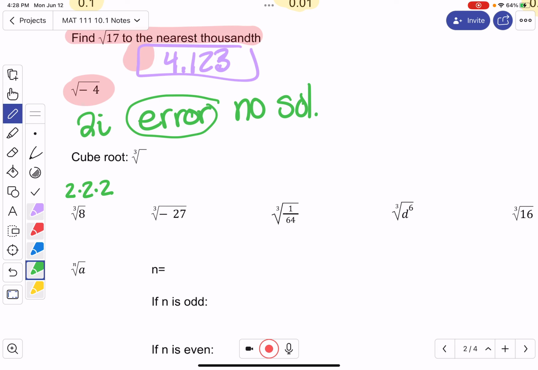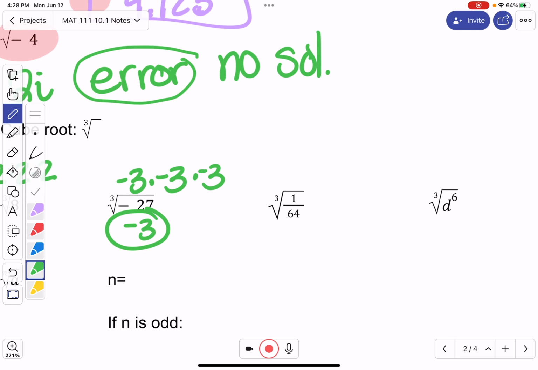Cube roots can have a negative. If you do -3 times -3, you get +9. And then if you multiply that by -3, you get -27. So the cubed root of -27 is -3. Cubed root of 1/64, same thing. Cubed root of 1 is 1. Cubed root of 64 is 4.